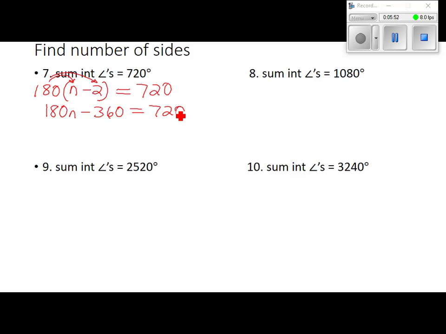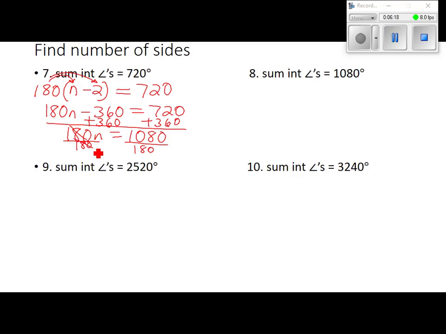How do I solve that? Add 360 to both sides. Somebody help me out. What's 720 plus 360? 1,080. Is that right? Yeah. We divide both sides by 180. It comes out to be 8.